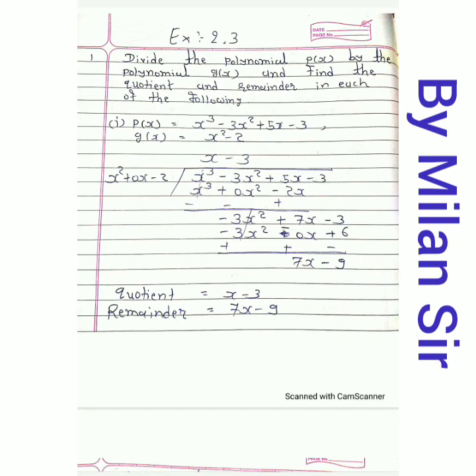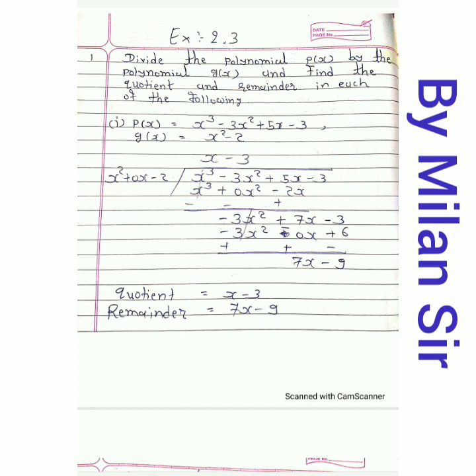Hi friends, today we solve exercise number 2.3. First question: divide the polynomial p of x by the polynomial g of x and find the quotient and remainder in each of the following. There are 3 internal questions. In the first question, p of x is equal to x cube minus 3x square plus 5x minus 3, and g of x is equal to x square minus 2.